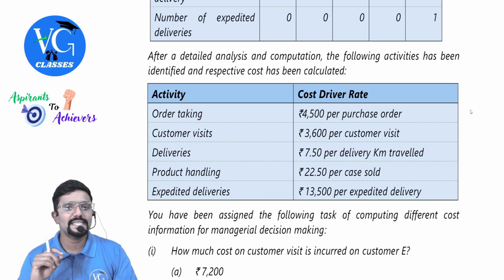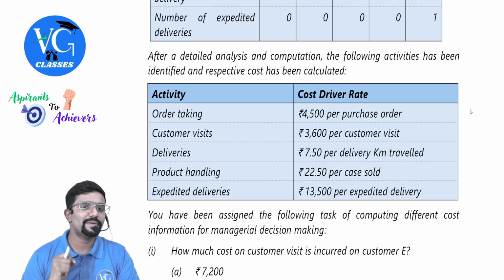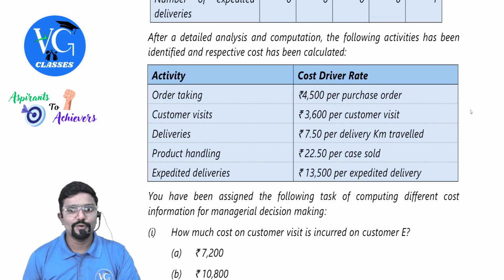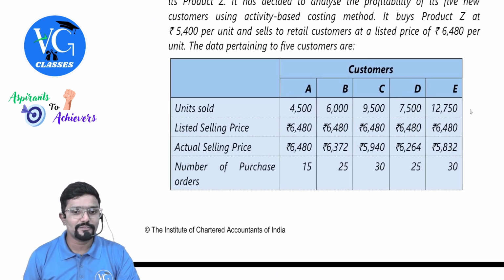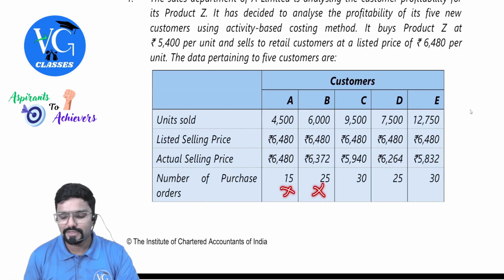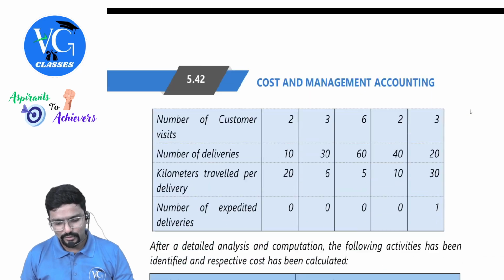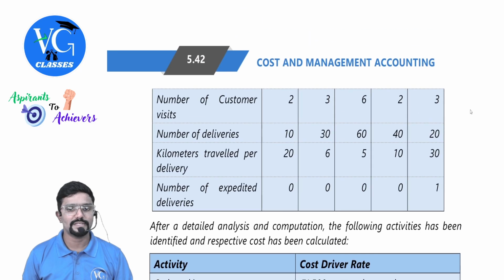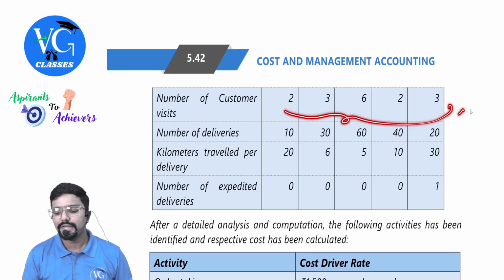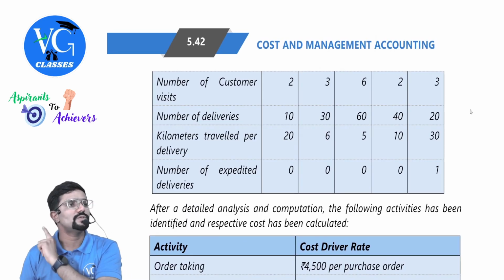After a detailed analysis and computation, the following activities have been identified and respective costs have been calculated. Order taking, 4,500 per purchase order. Now, can you calculate for each of the products, guys? Yes, just multiply with these numbers. Next, customer visit, 3,600 per customer visit. Here it is, just multiply 3,600 into 2, 3, 6, 2, 3.